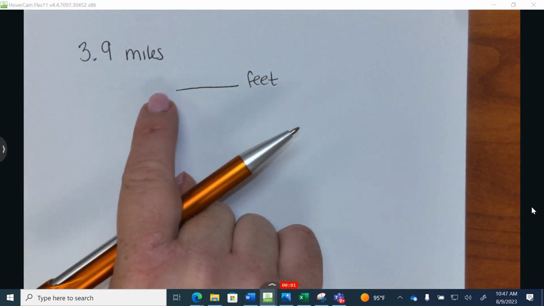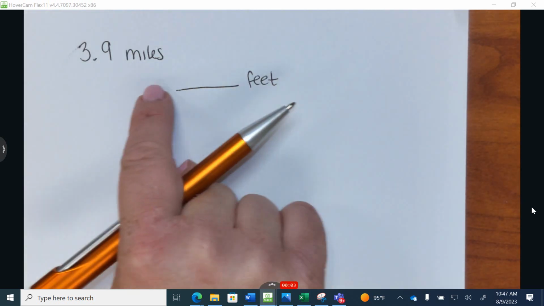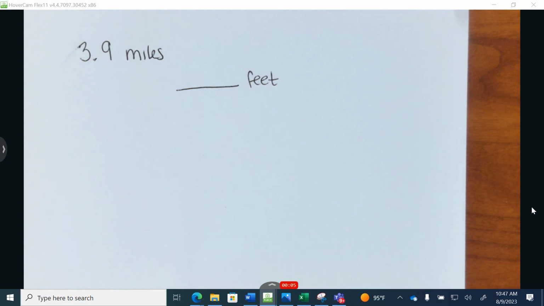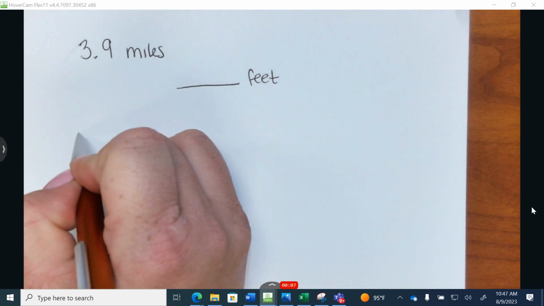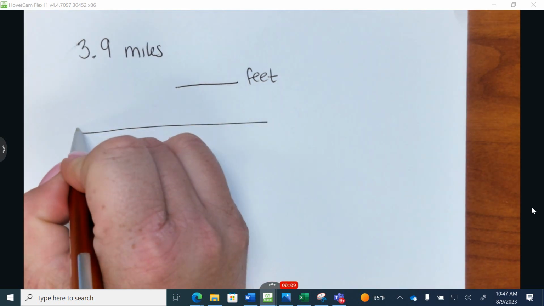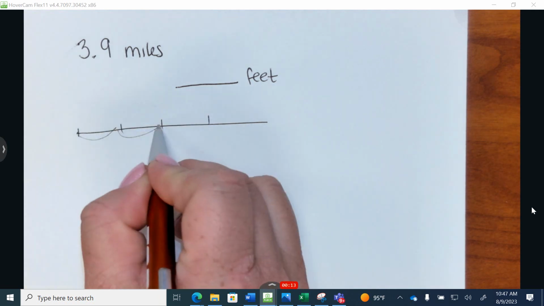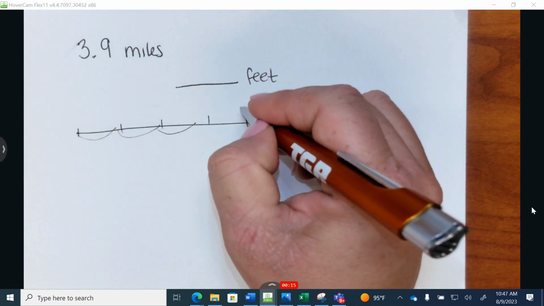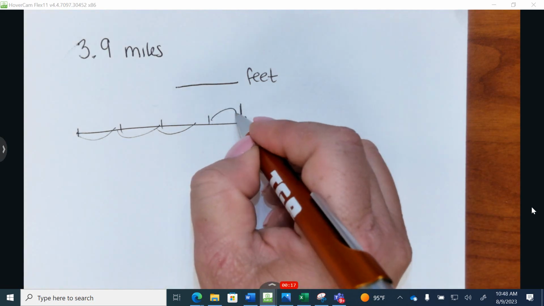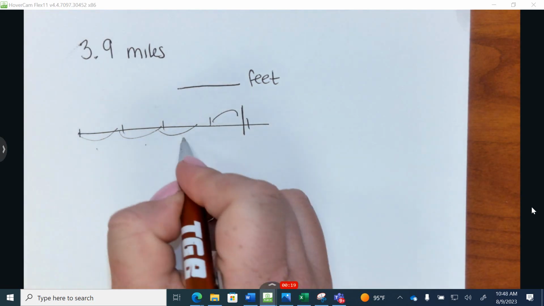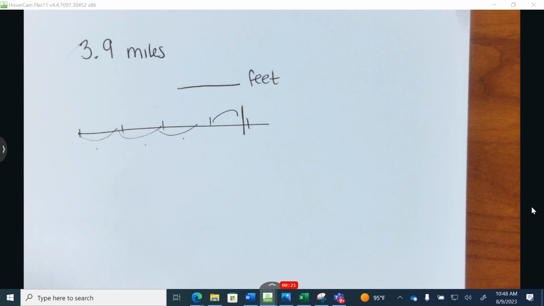Decimal form, and we're going to take this and go right back to feet. So in a standard form, if you are a visual learner, and if you're not, you don't have to do this. I know that this equates to 3 full miles, and then it's almost 4. It's right about there. So this is a part of a mile. Now each one of these miles is 5,280 feet.